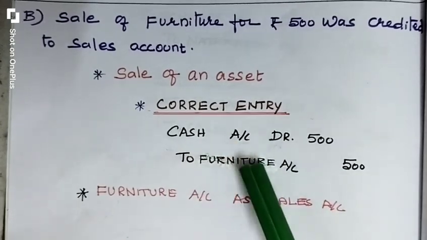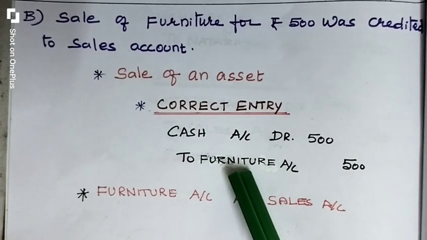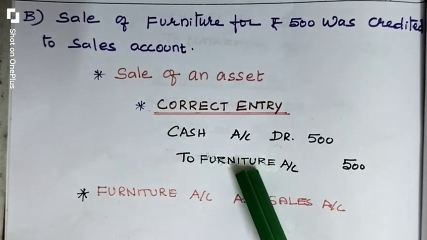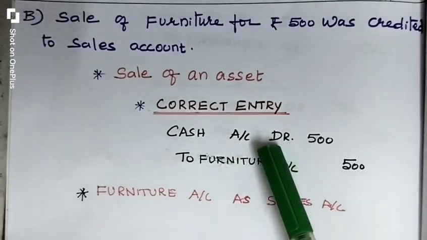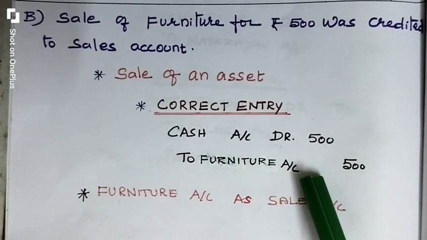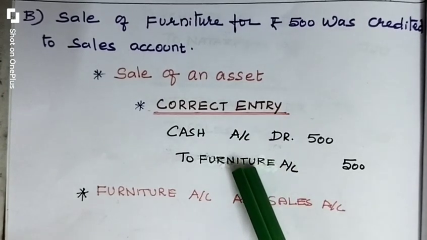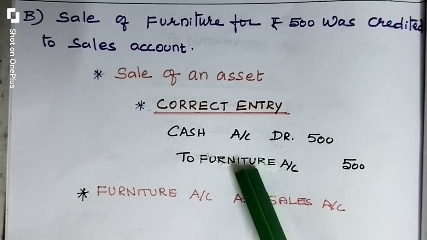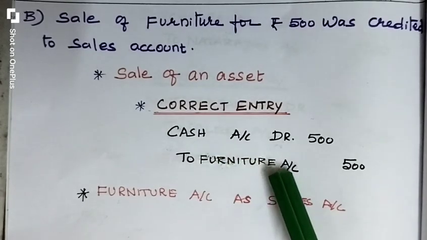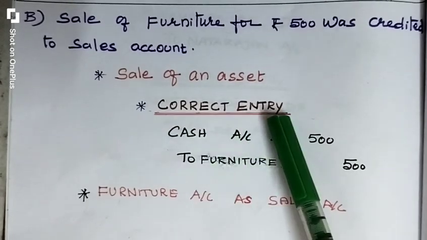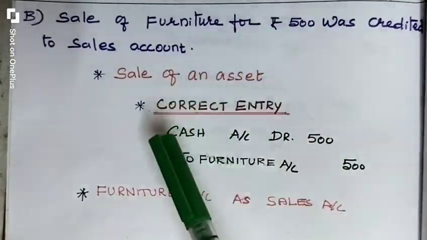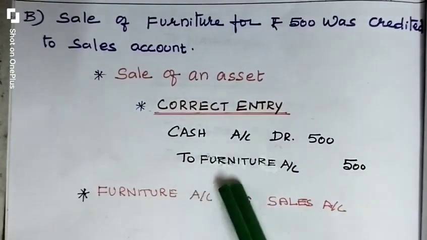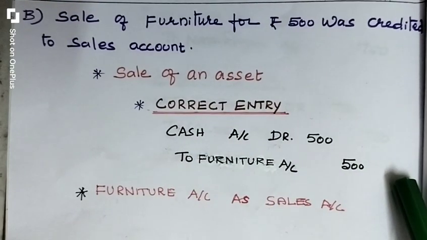Why is the furniture account credited? Because when you sell furniture, your revenue, your income, increased, right? Whenever your revenue increases, the revenue account is to be credited. So the furniture account is to be credited. The correct entry for this transaction, sale of furniture for 500 rupees, is cash account debit 500 rupees to furniture account 500. Did you get it?